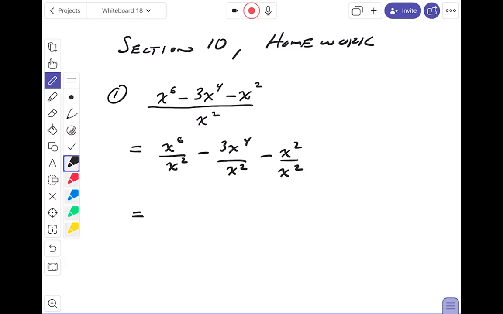Well, the first term would be x^6 divided by x squared. 2 factors would cancel off. You'd be left with 4 factors of x. Minus, well, I see a 3, and then I notice the x's. There's 4 factors on top, 2 on bottom. 2 cancel off, left with 2. Minus, well, x squared is divisible by x squared. It would give you 1.